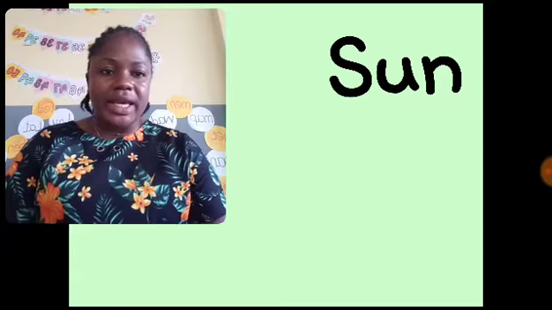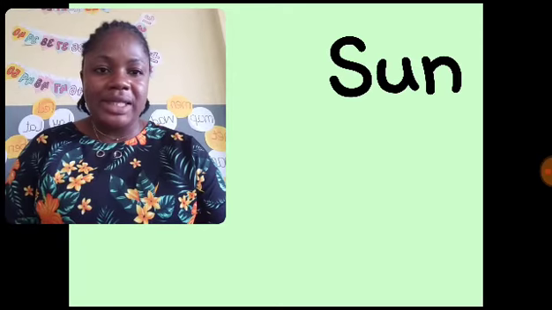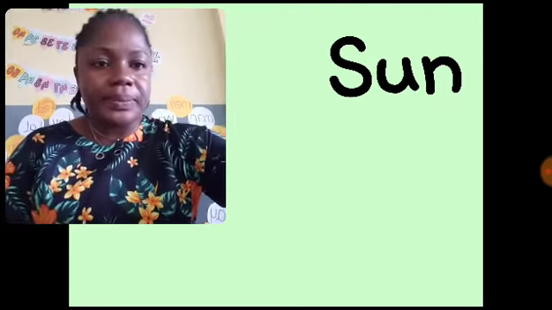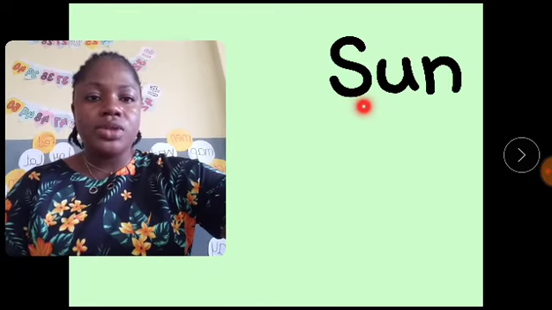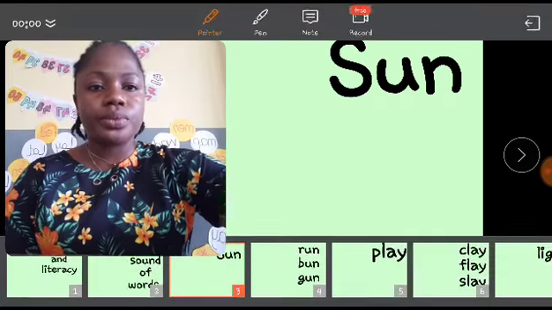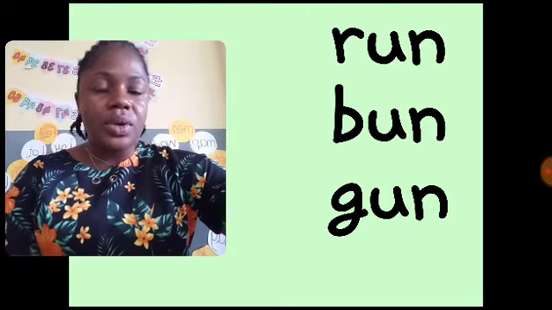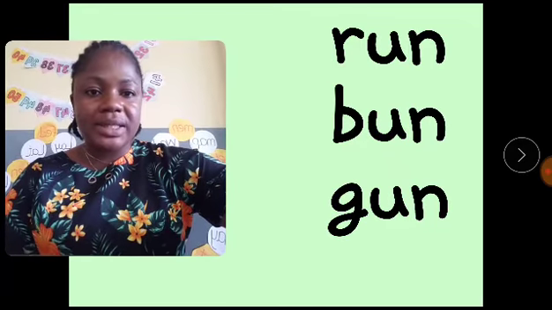So our first word is sun. Sun, the sun in the sky. So what we are going to do is replace the first sound, which is the initial sound, with another sound to get a word, okay? So, let's look at some examples. We replace the S with what? R. The sound with r.